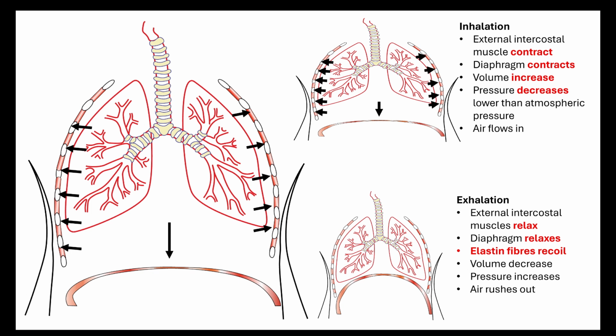So we have these elastin fibers that we can stretch, we can pull out. And if we are no longer pulling them in the stretched position, if we release that when the muscles are relaxing, they will naturally recoil back to their original position. And when they do that, that is therefore going to decrease the volume, therefore increase the pressure and push the air out.